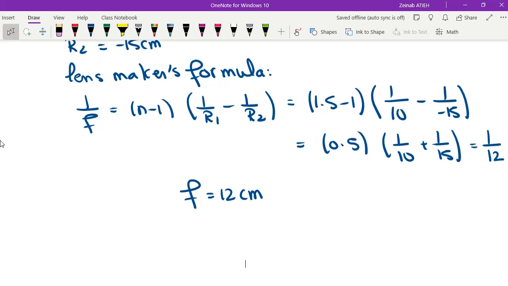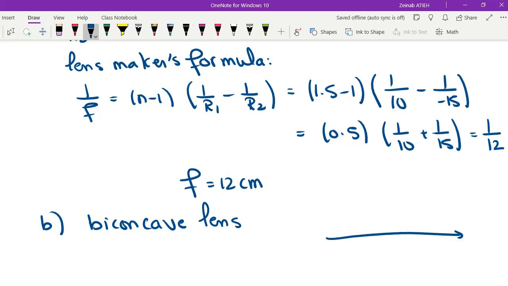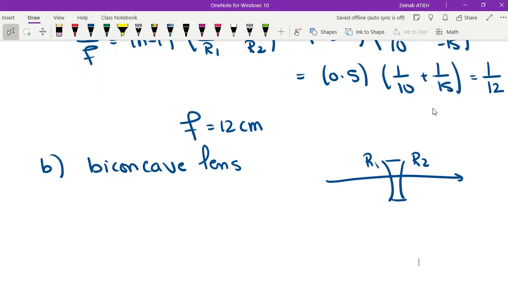So let's now do part B. We have a biconcave lens. A biconcave lens is a diverging lens, so f must be here negative. Let me draw a biconcave lens. It will be like this. I will call this one R1 and this one R2. I will repeat. If absolute R1 was 15 and absolute R2 was 10, this will give us the same answer. Okay?